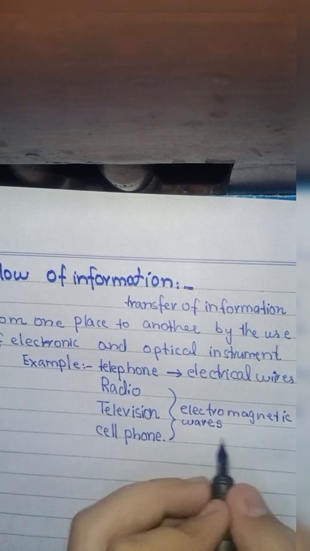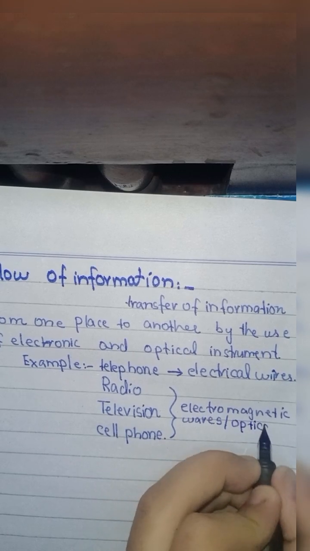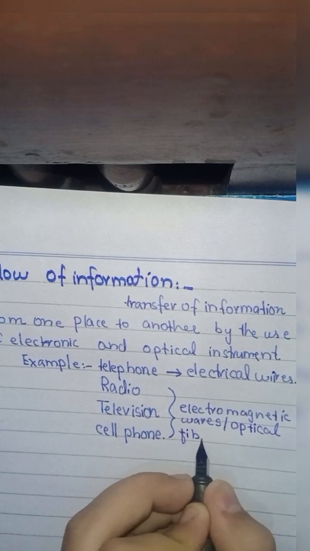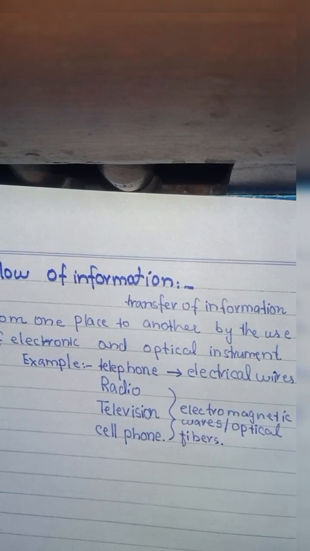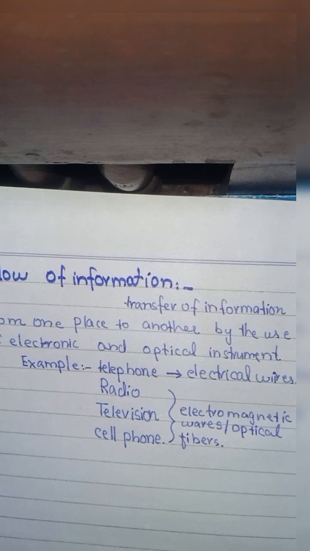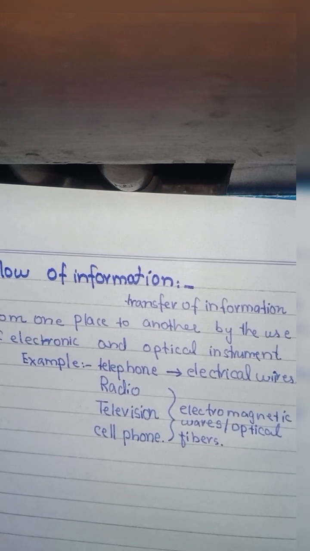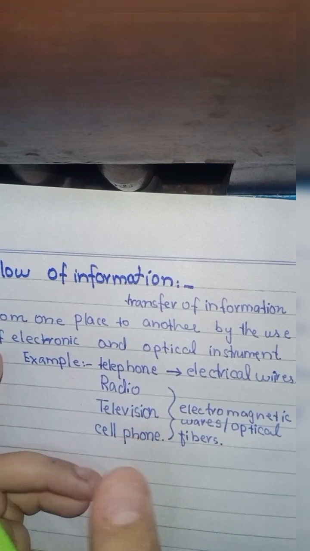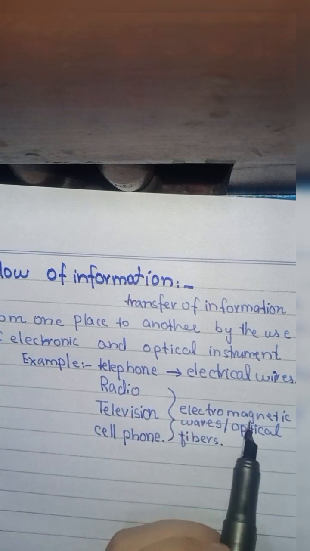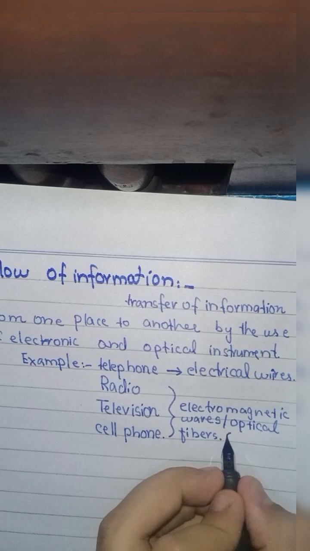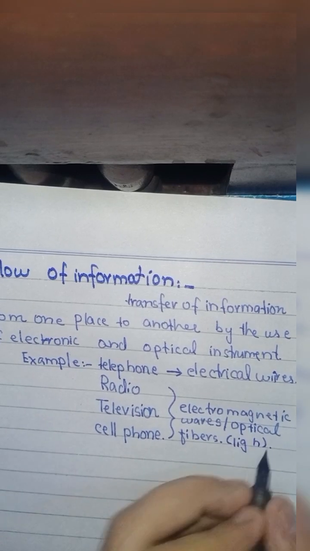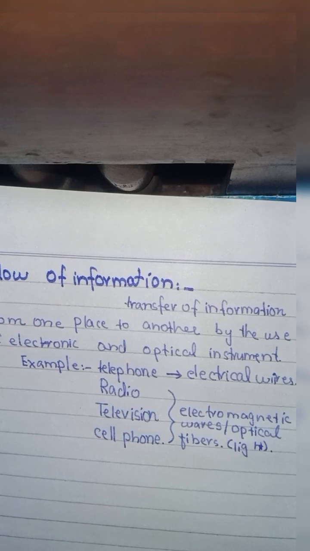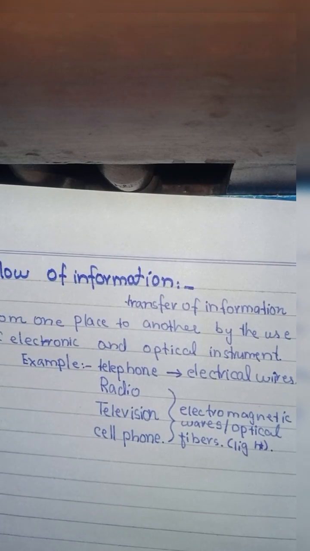Or you can say optical fibers. Why? Because electromagnetic waves move in space, and in optical fiber, light moves. So radio, television and cell phones transfer information from one place to another with the help of electromagnetic waves or optical fibers, that is, light.